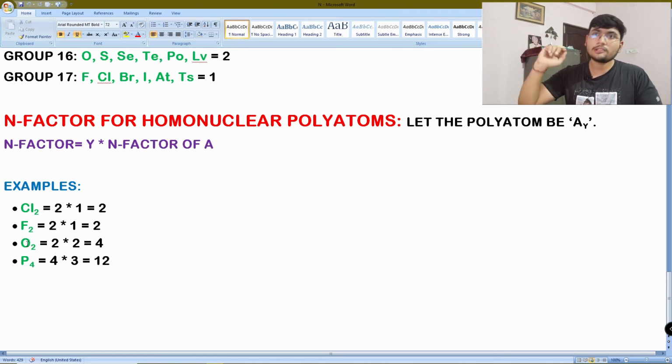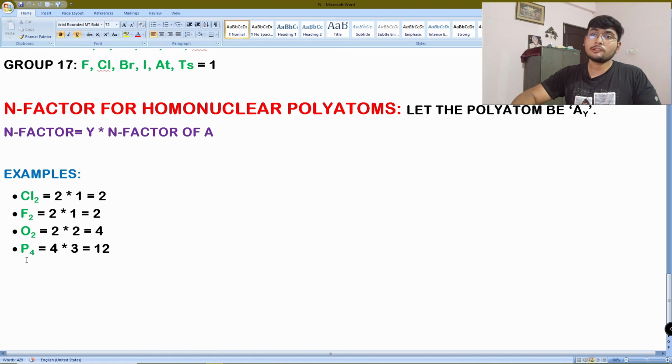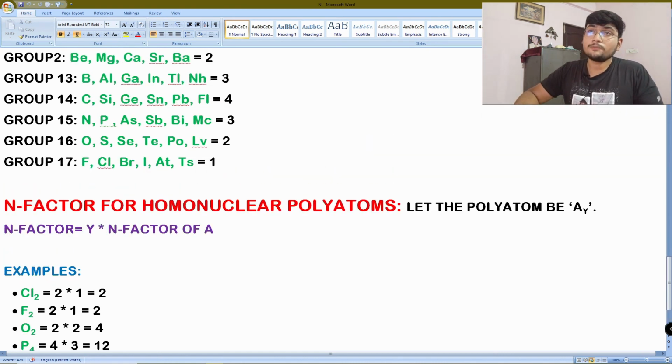Now the same case goes with P4, okay? So the n factor of the phosphorus atom is 3. Now there are 4 atoms involved in a molecule, all right? So the n factor of the P4 molecule as a whole will be 4 into 3, which is 12, all right? So I hope this is clear to you, all right?